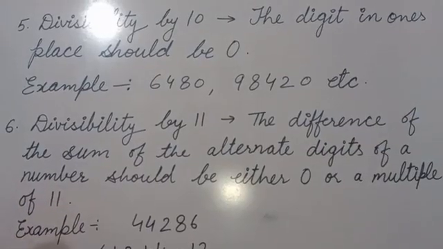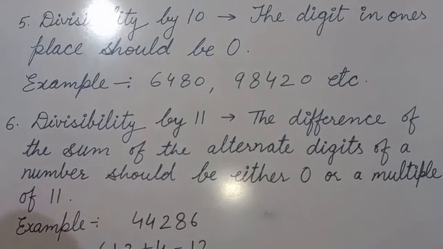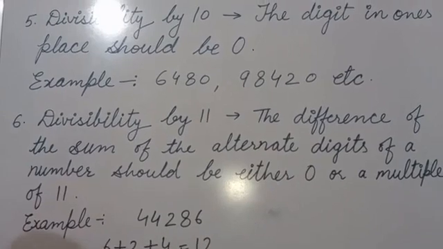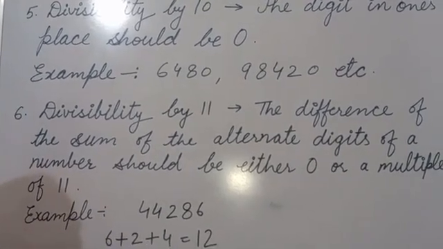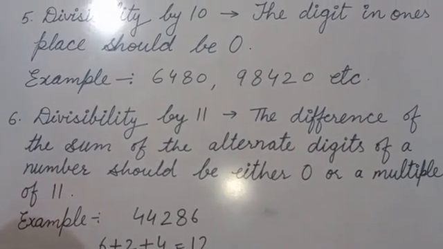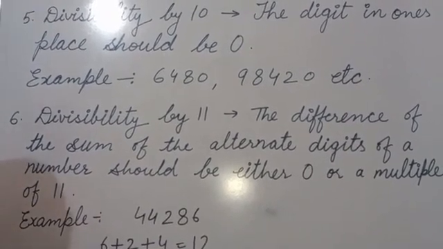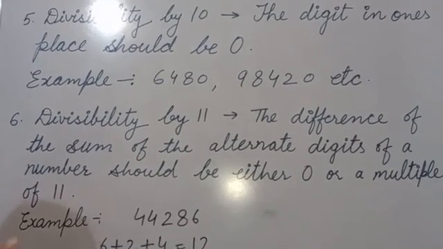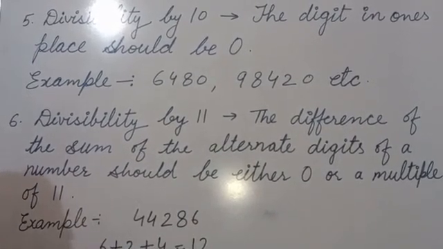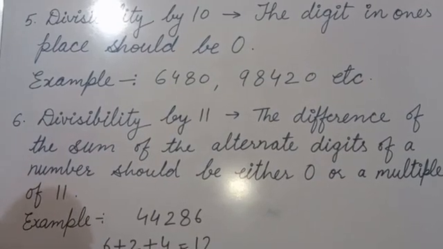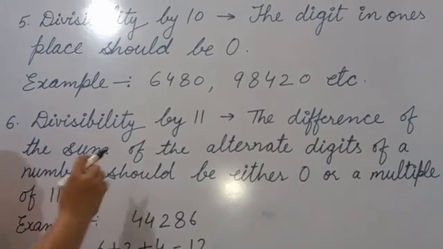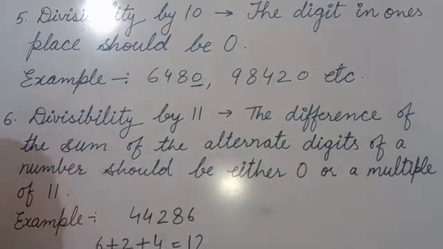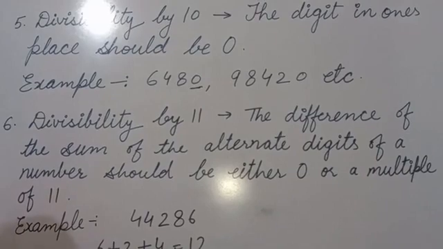Now number 5, divisibility by 10. So what's the rule of divisibility by 10? The digit in ones place should be 0. When the digit in ones place is 0, that means the number is divisible by 10. So when we have 0 in ones place, that number will be divisible by 2, 5 and 10 also, because 0 comes in all the rules. Okay. So now see the example: 6480. What is in the ones column? 0. That means this number will be divisible by 10.